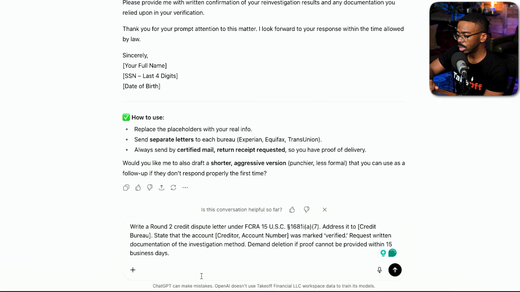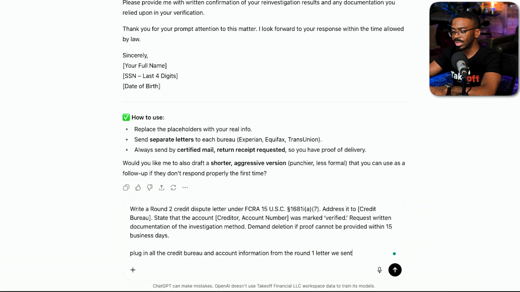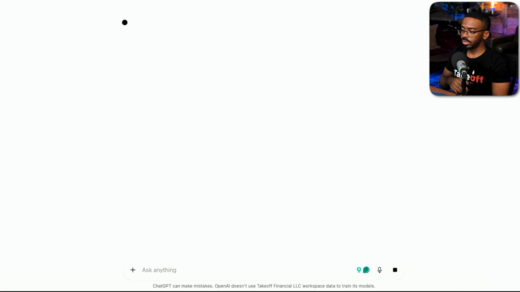You plug that prompt in here, right around to dispute letter. And here's what you could do. Because we're essentially going to be creating the letters in advance to dispute on the same account, you could just come here under it and say, plug in all the credit bureau and account information from the round 1 letter we sent out. So you don't have to spend time copying and pasting, because it's challenging the same account again, which you most likely would be doing as well. Round 1s that we sent, we just created. Send it off to ChatGPT.